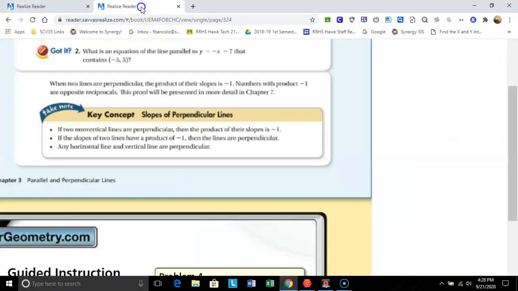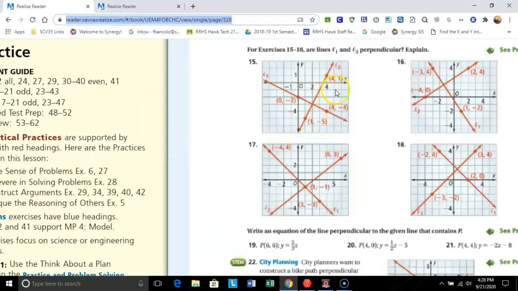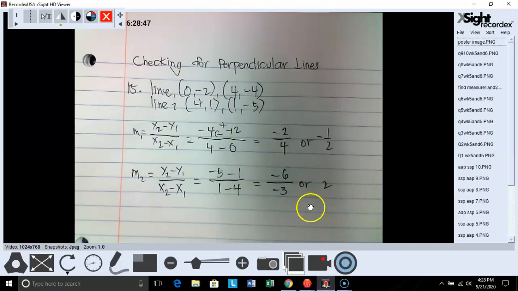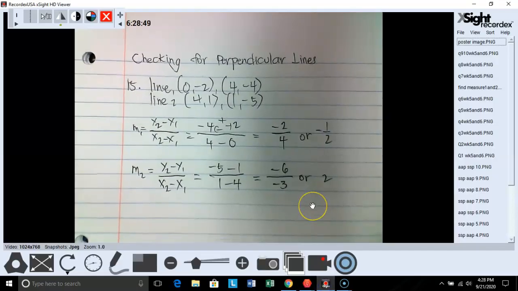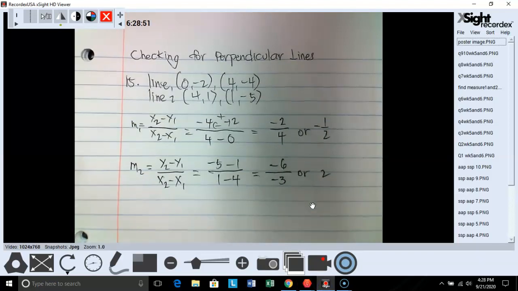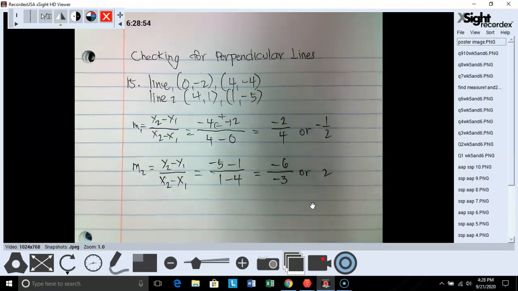Okay, let me go back to the concept here. It says if two non-vertical lines are perpendicular, then the product of their slopes is -1. So looking at the picture again, we're going to find out if these two lines here are perpendicular. So let's see if the product of the slopes is -1. So let's try.